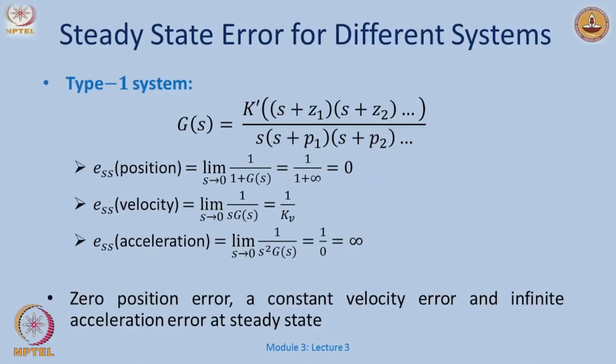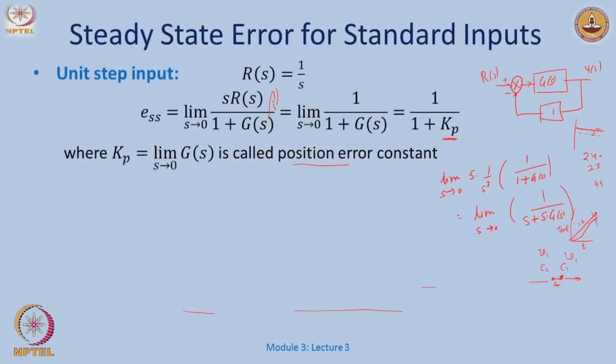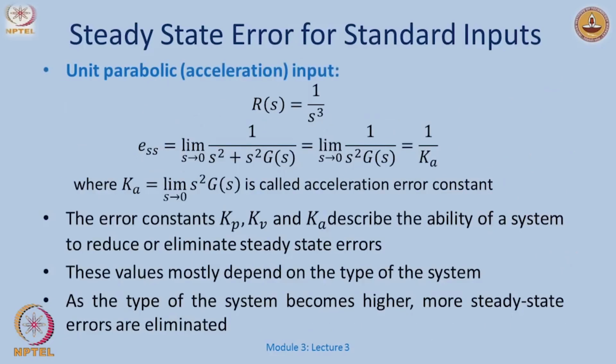Okay, type 1 system. Well, I just do all the computations again. I have 1 over limit s going to 0, 1 plus G of s, and since this has a pole at 0, this will go to infinity, the Kp. So, okay, let us again go back to see how we had defined Kp. Kp was defined as limit s going to 0, G of s.